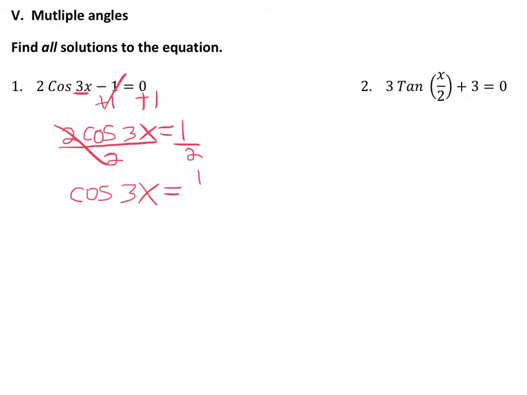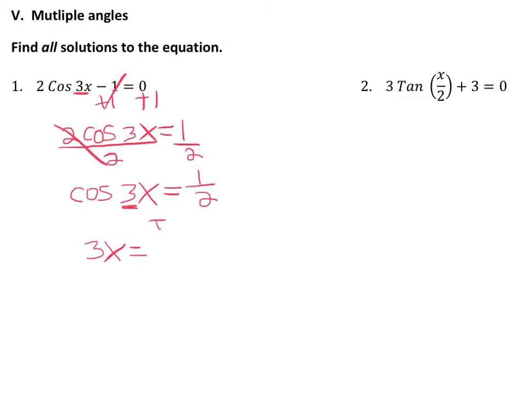And you would have cosine of 3x by itself, and this equals 1/2. Now what you don't want to do is divide by this 3 yet. Treat it like it's just cosine of x. You want to get your angles, and then once you get the angles, then you divide all of them by 3. So instead of saying x equals, I'm going to say 3x equals. Then I think of all the angles where cosine equals 1/2 in the unit circle.